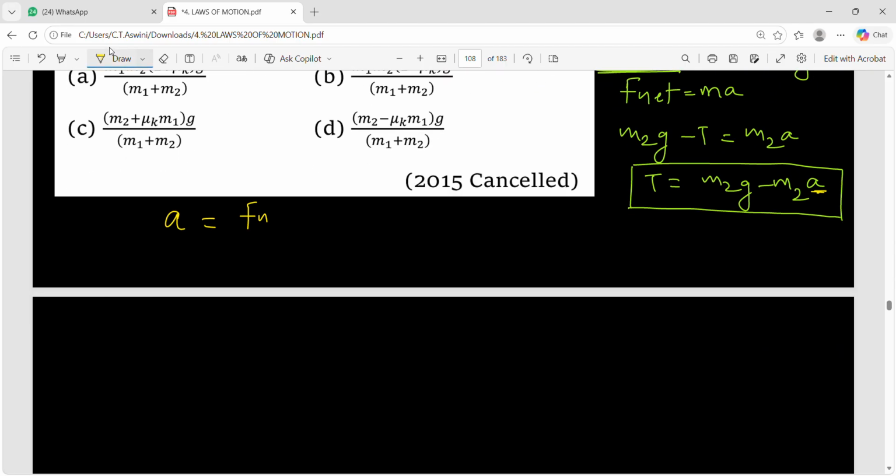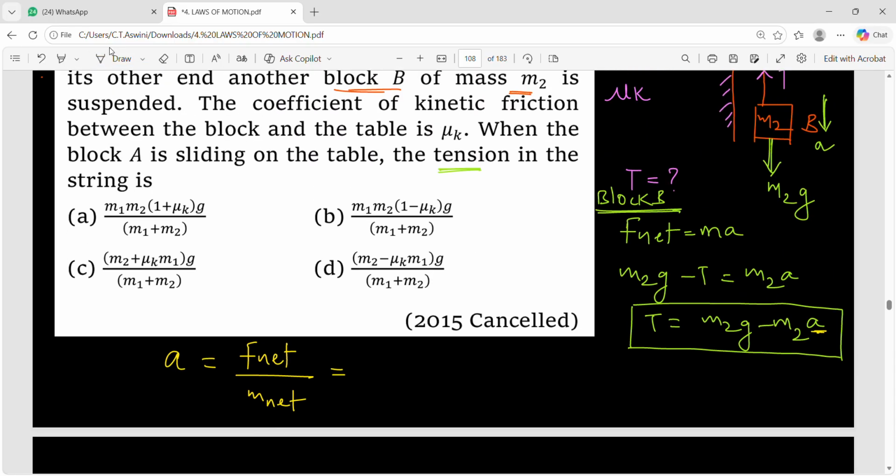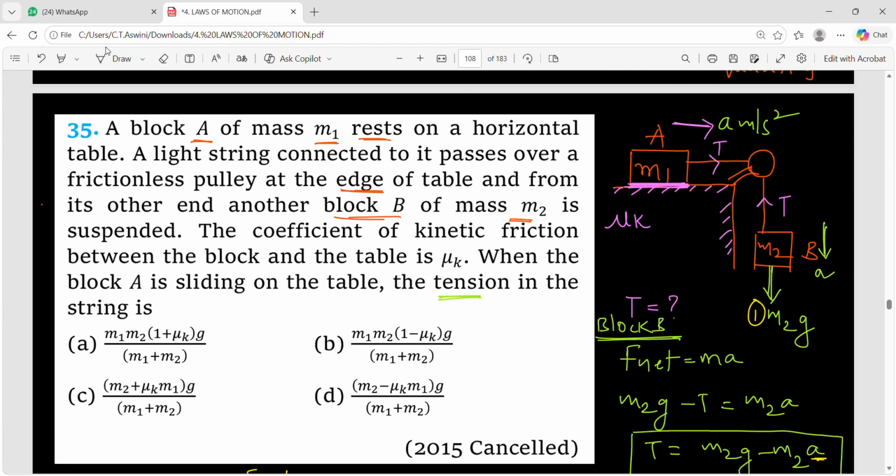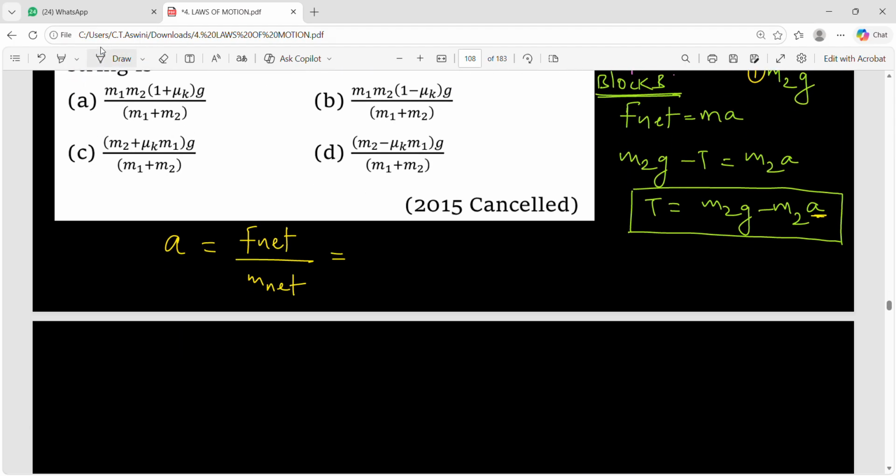Acceleration is what? It's nothing but F net upon M net. What is F net here? One force is this, which is moving the blocks downward. The other force is a frictional force. See, frictional force is a second force which is pulling them backward. So what is F net now? It is M2G minus frictional force. M net is what? M1 plus M2.